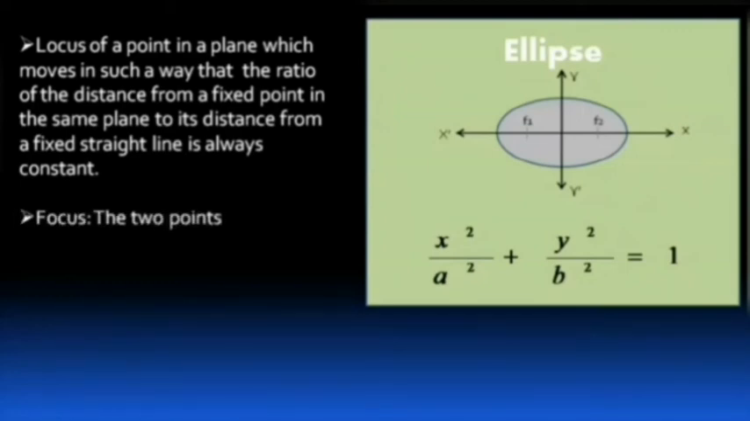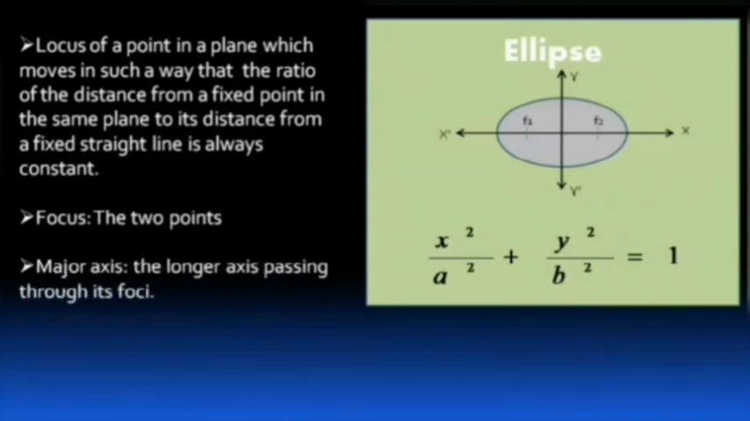Longer axis passing through its foci is major axis, whereas shorter axis perpendicular to major axis is called as minor axis. Eccentricity is always less than unity for ellipse, equal to 1 for parabola and greater than 1 for hyperbola.